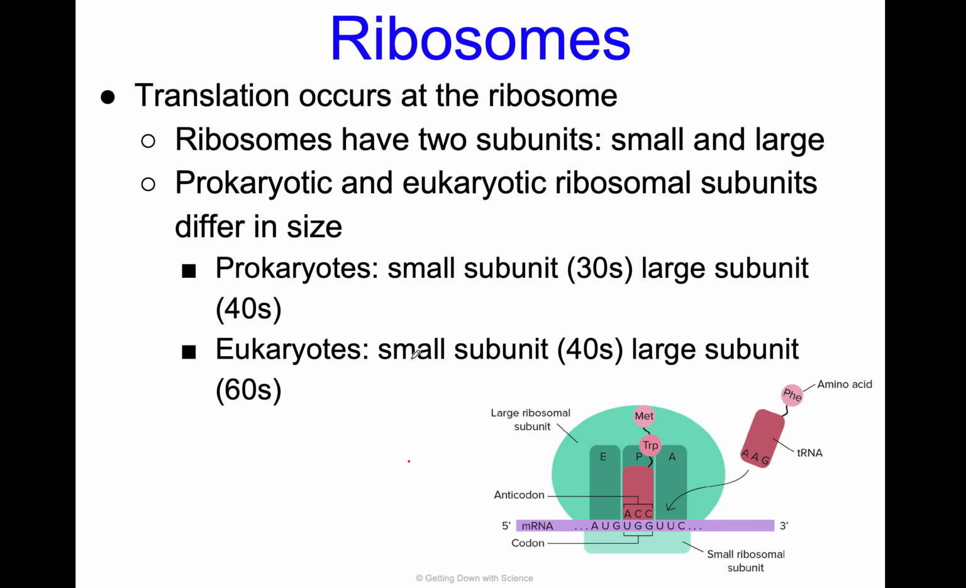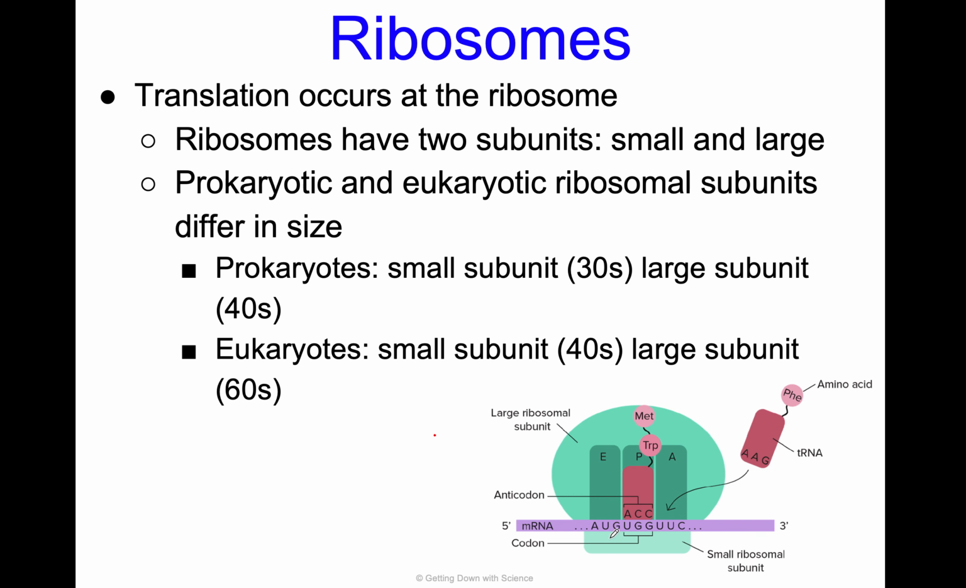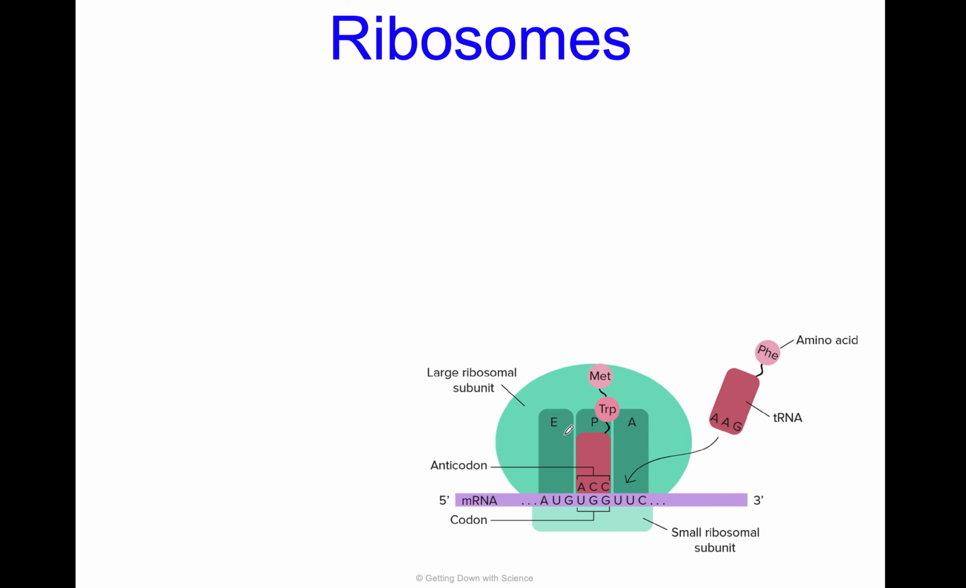Different sizes, of course, for prokaryotes and eukaryotes, different organisms. In prokaryotes, even the small subunits are even smaller, and so on and so forth. But all you need to know here is that there are different size subunits, two subunits in total, one small, one large, and that is the site of translation. Pause here to take notes. Sorry, I forgot to say that for the last one. Cool.